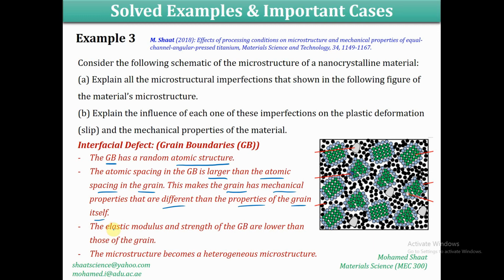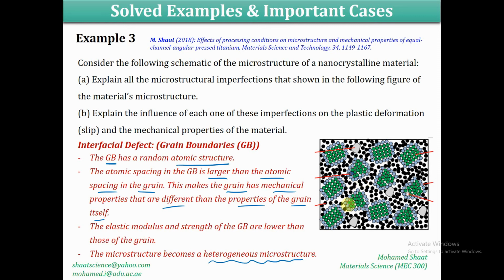So what does this mean? It means that we're going to end up with a heterogeneous microstructure. The microstructure is not going to be uniform anymore. We have an inhomogeneous material microstructure. The property, if it is probed and measured at any point, will be different from one point to the other. We have a totally heterogeneous microstructure with different mechanical properties in the grain boundary than in the grain itself.